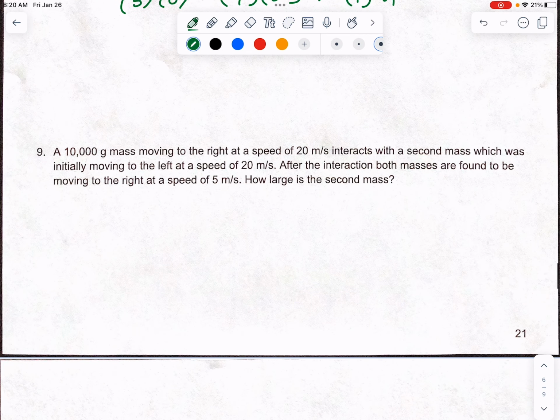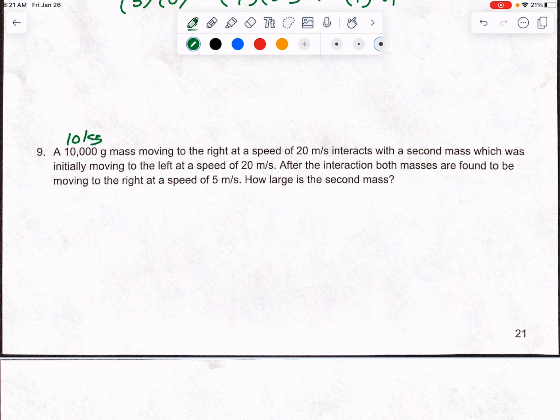Okay, last one, a 10,000 gram mass moving to the right, so we're going to divide that by 1,000, so that's 10 kilograms, is moving to the right at a speed of 20 meters per second, interacts with a second mass, which is initially moving to the left at 20 meters per second. After the interaction both masses are found to be moving to the right at a speed of 5 meters per second. How large is the second mass?